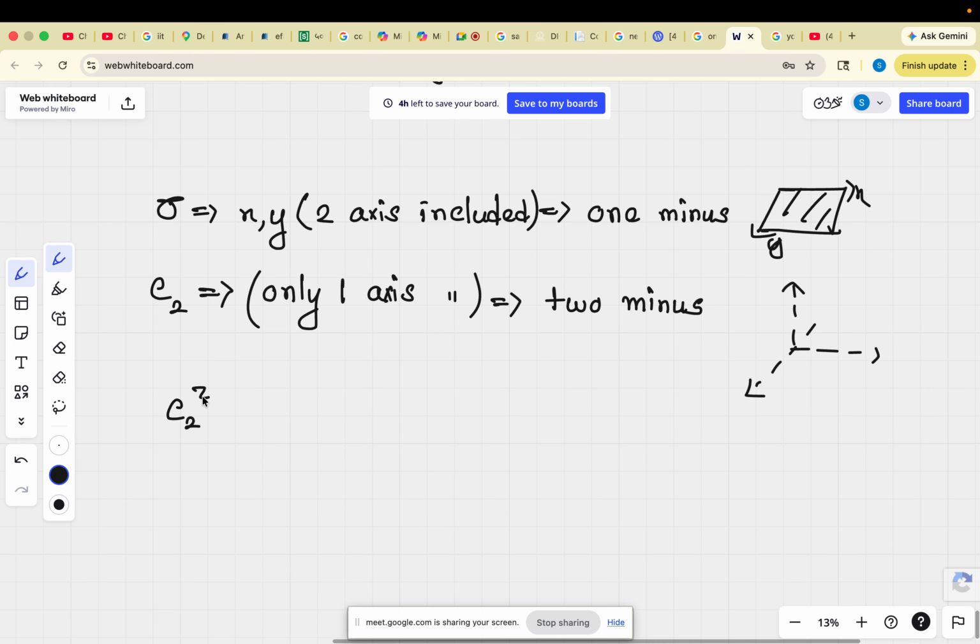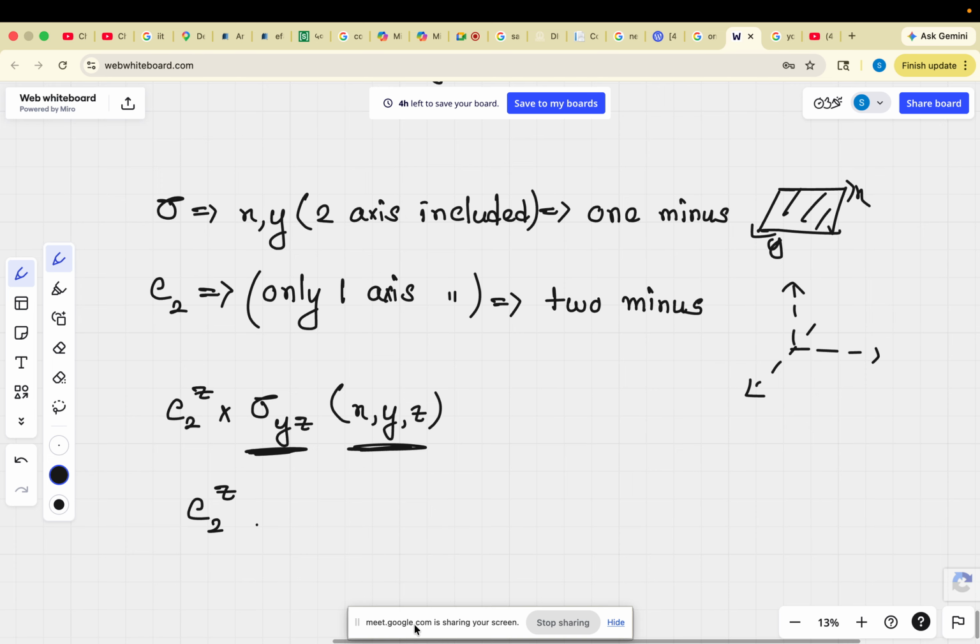Cartesian coordinates you have studied, I think, in your mathematics. Suppose I am doing C2 multiplied by sigma yz. What do you have here? You have x, y, z. Now if I operate this sigma yz on x, y, z, what will I get? I will get C2z. Sigma yz you are applying, and sigma yz means two axes included, so you get only 1 minus.